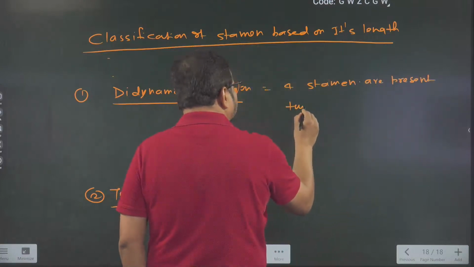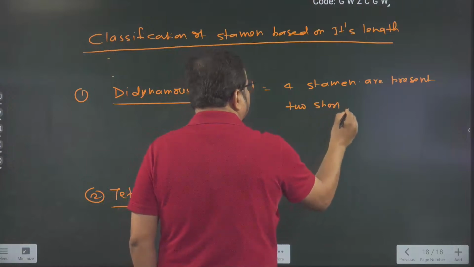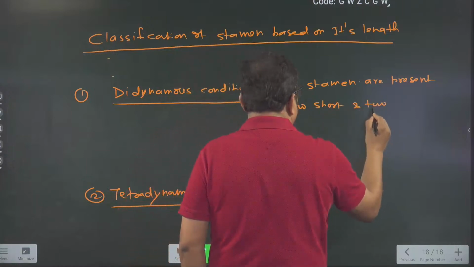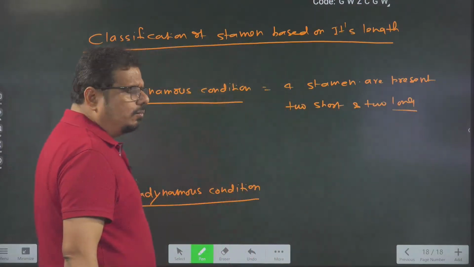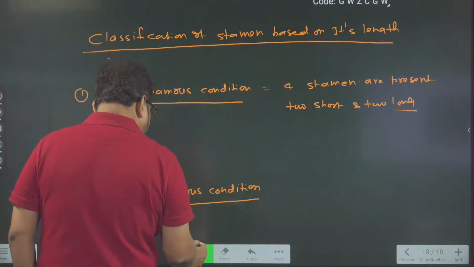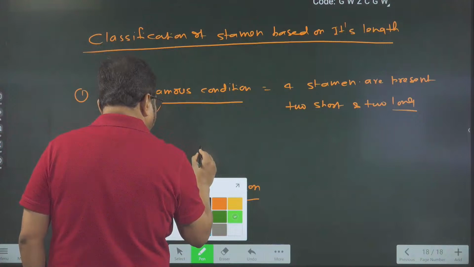2 short and 2 long. All stamen are not of equal length. 2 short and 2 long. I am drawing a diagram for it. You will understand it better.